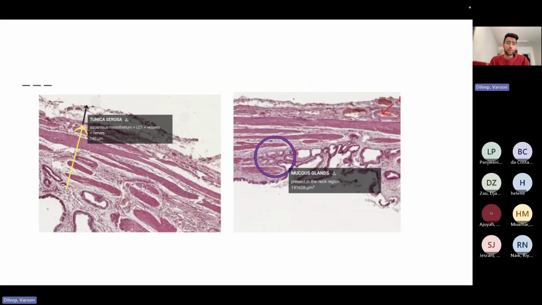Now, when we talk about the tunica serosa, it is made of squamous mesothelium, loose connective tissue, vessels, and nerves. Now, this characteristic, the mucus glands, might be present or might not be present in our slide box. Sometimes in the tunica fibromuscularis layer, you can see the mucosal glands near the neck region only.